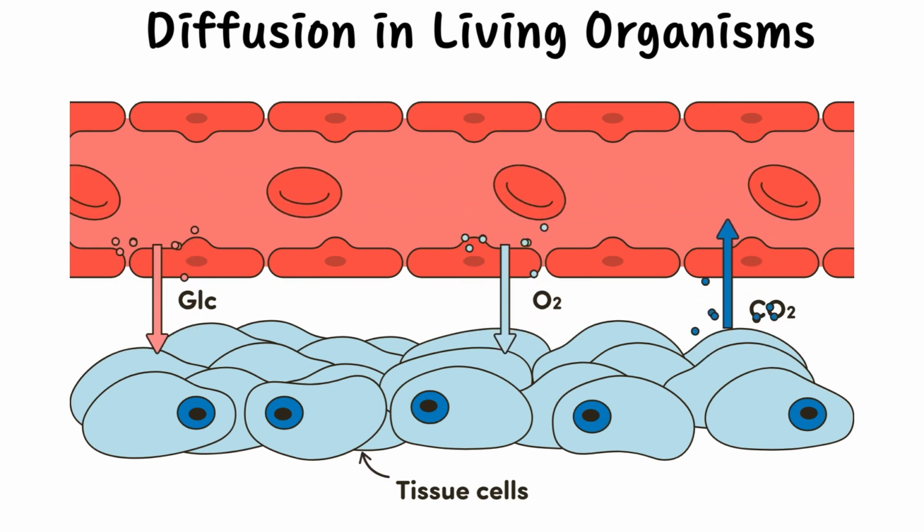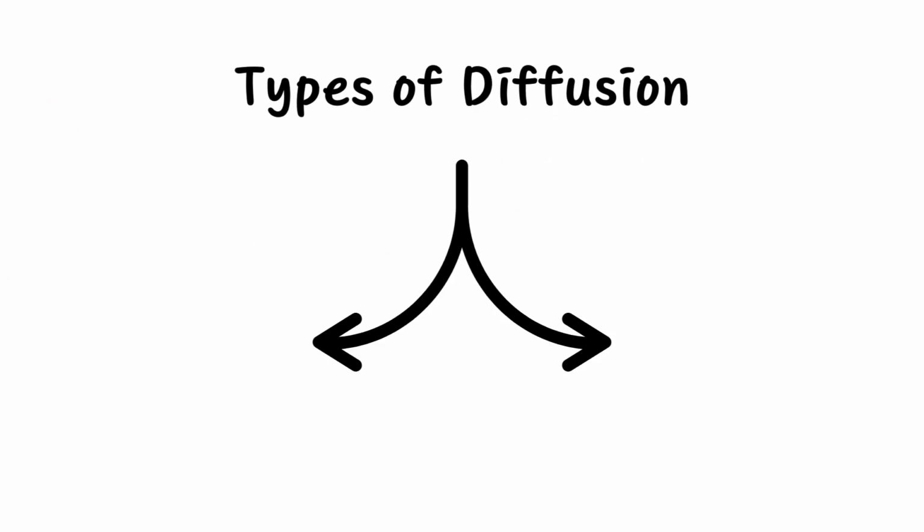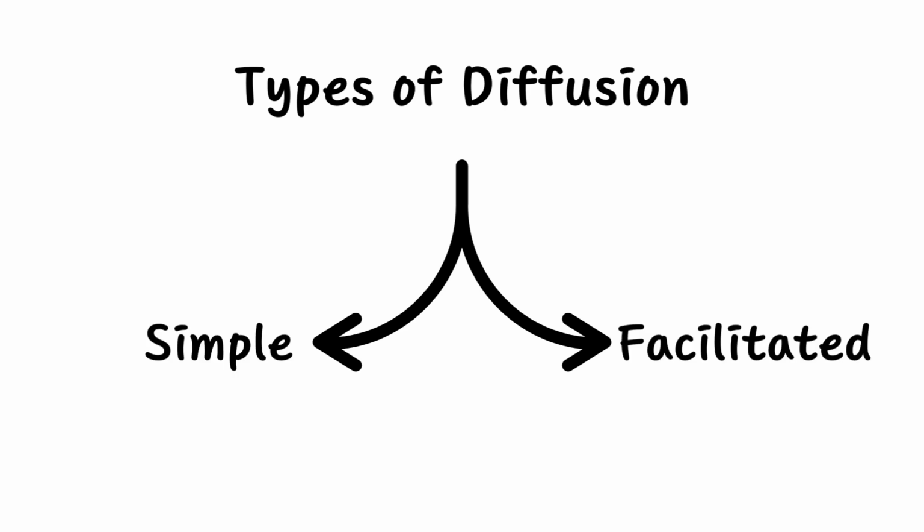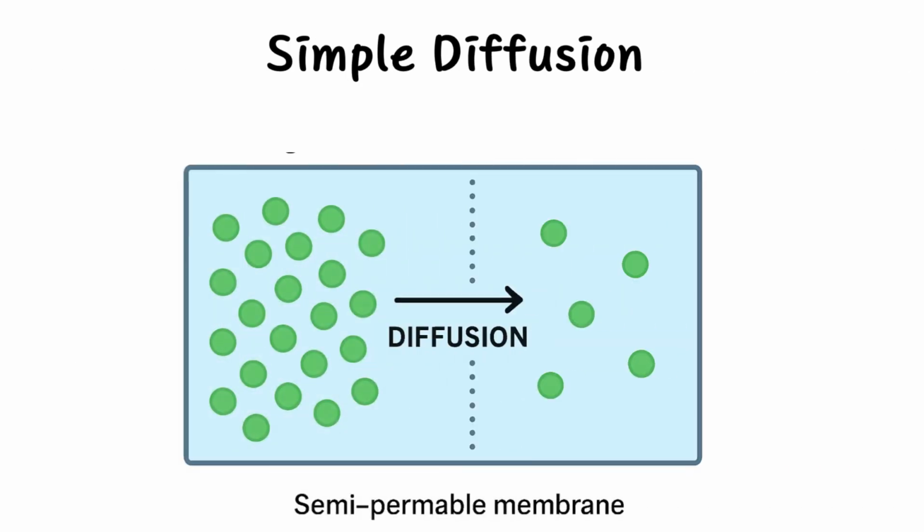Let's look at the different types of diffusion. There are two main types of diffusion. We have simple diffusion and facilitated diffusion. You can get a hint just from the names. In simple diffusion, the particles move directly through a membrane without any help. A good example of this is oxygen entering the bloodstream in the lungs, and we can also see this in food coloring dispersing in water and in perfume spreading through a room.